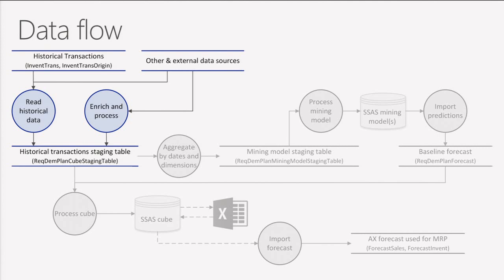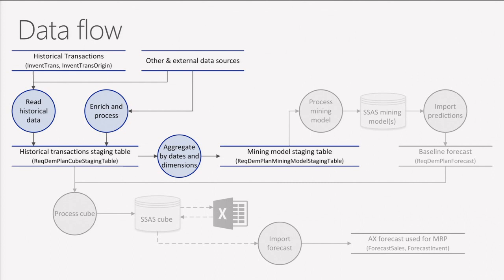So we have the basic historical transactions with all the specific dimensions filled, and we aggregate those transactions by dates, by the different date buckets that you have set in the form that you use to run demand forecasting. So, for example, if you decided to generate forecast by weeks or by months, the data will be grouped by weeks or by months and put into the mining model staging table based on these settings. Also, the data is grouped by the dimensions that you have enabled.